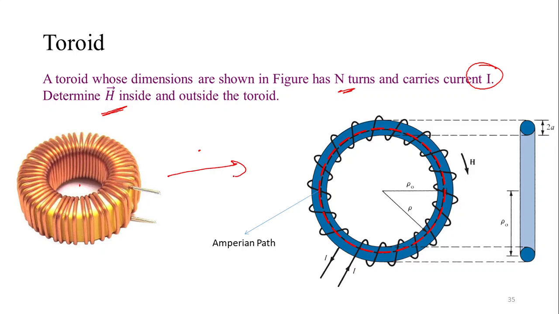So from this, let's try to form an Amperian path for the toroid. This is the top view of the toroid. Here you have the wire wound like this, and in the iron core you can form the Amperian path. The red one is the Amperian path, and the field will be a circulating one. It is H here. The dimension of this is 2a, and the radius is rho. For the Amperian path, rho is the radius.